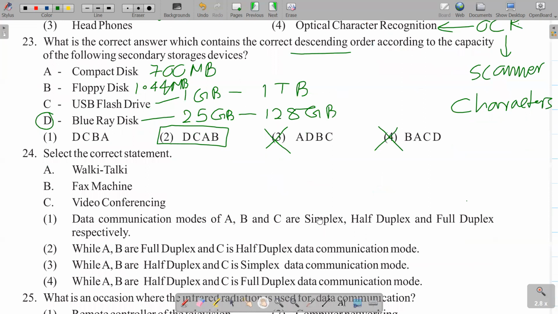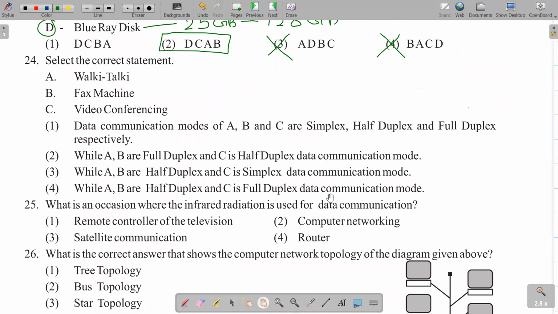Okay, 24th, select the correct statement. They are talking about the communication modes, right? We have 3 types of communication modes. So simplex means what? Communicating only one side, right? So the sender is here and the receiver is there, right? It's only a one-direction communication, like the TV broadcasting that we are receiving.